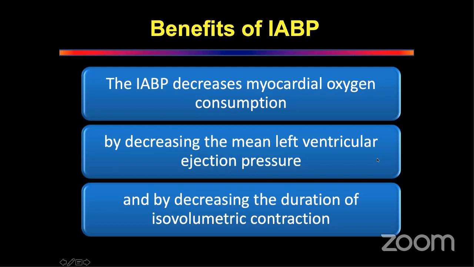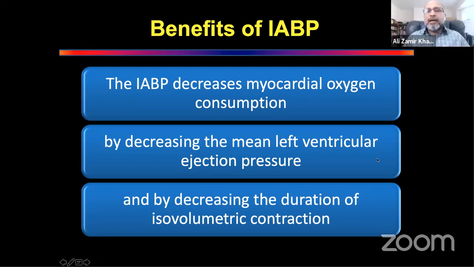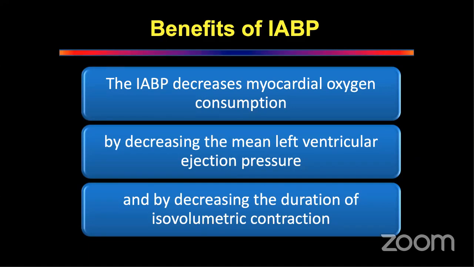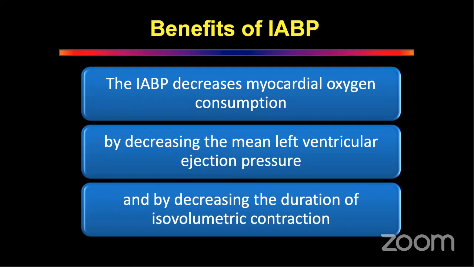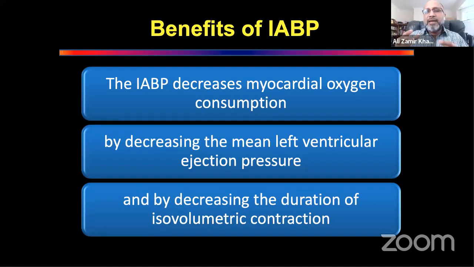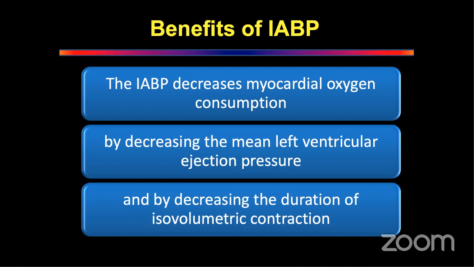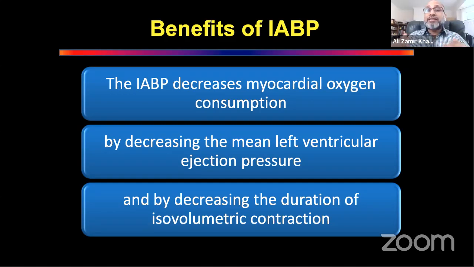So the second point in this slide, decreasing the mean LV ejection pressure. Because the LV has to overcome aortic pressure in a cardiac cycle. In an isovolumetric contraction, the LV has to overcome the aortic pressure for the aortic valve to open. But if the aortic pressure has gone down, the mean left ventricular ejection pressure does not have to be so high to overcome the aortic pressure. You understand? So it actually reduces the left ventricular ejection pressure to create the same amount of ejection fraction. So you are not reducing the ejection fraction. You are reducing the work that is needed to do on the myocardium to open the aortic valve.